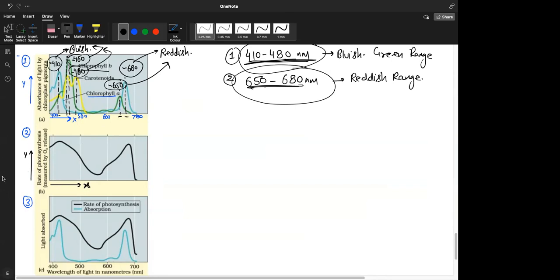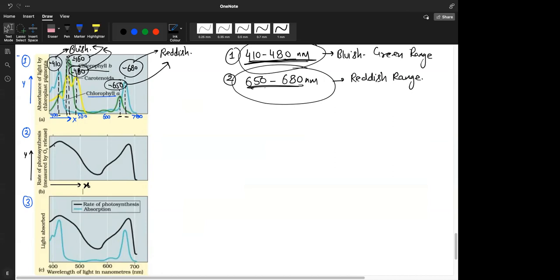So, what is y and what is x? The y-axis depicts the rate of photosynthesis, and the x-axis is wavelength. What do we mean by rate of photosynthesis? Forget about the graph. What is the rate of photosynthesis? What is the rate of your heartbeat? Anything over time is called rate. Remember that. Anything over time is called rate.